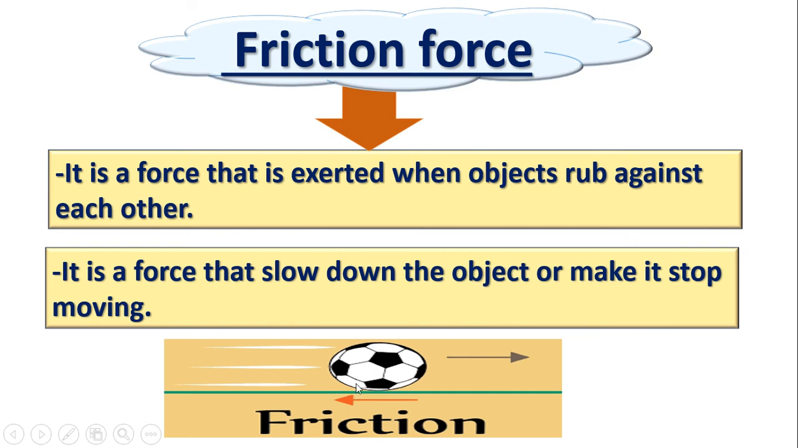Moving in opposite directions from each other. Like when the car moves on the street, they are touching each other and moving against each other. This is called rubbing. So the rubbing makes a friction force, and the friction force makes things slow down or stop moving.